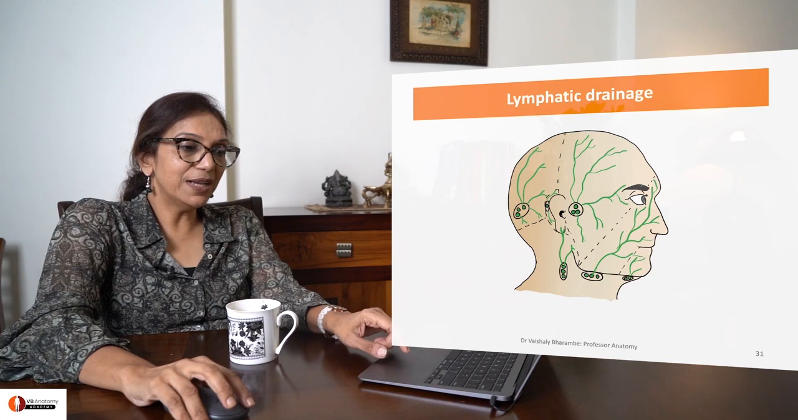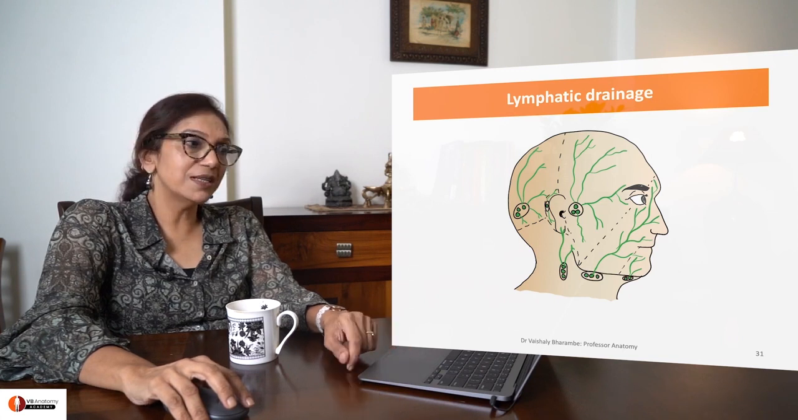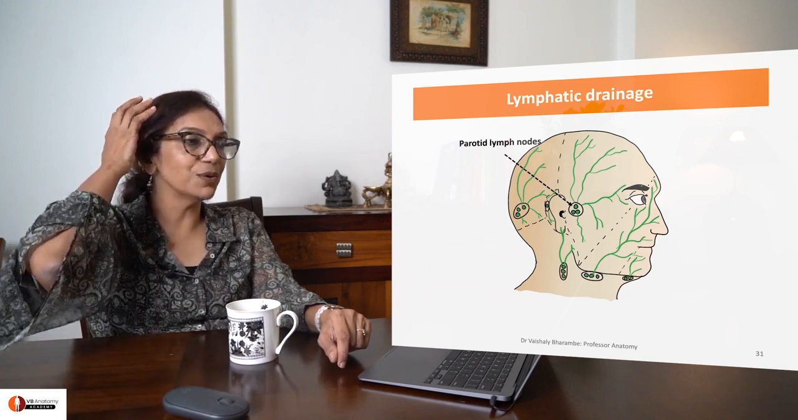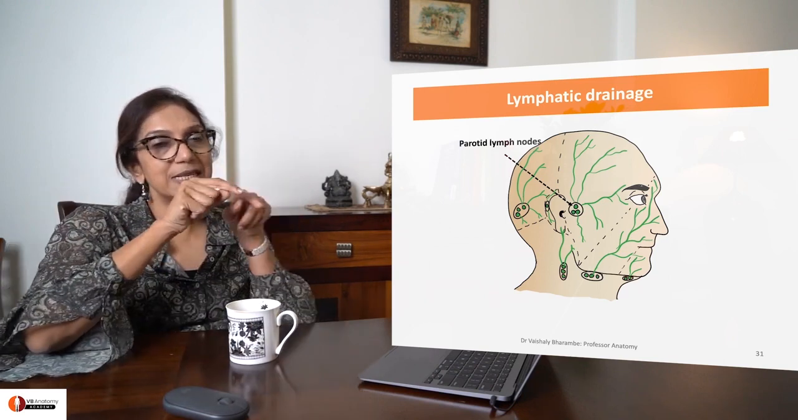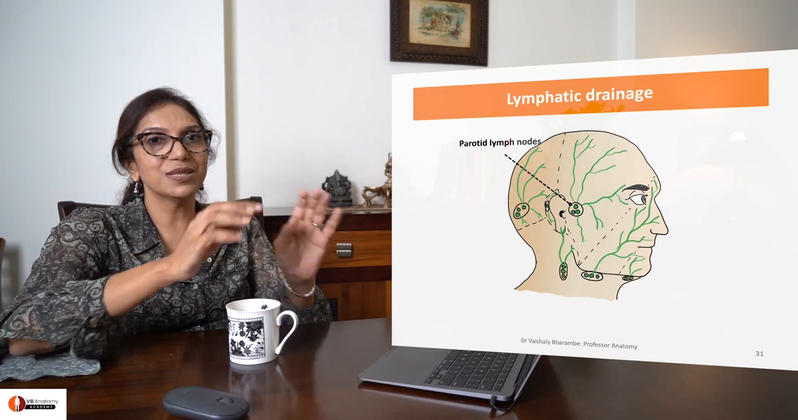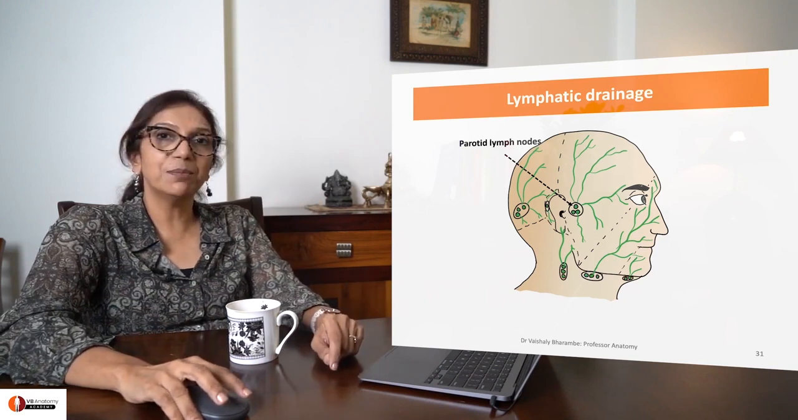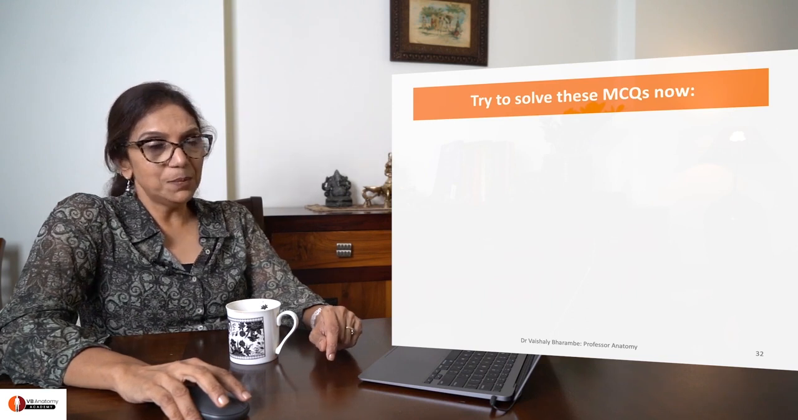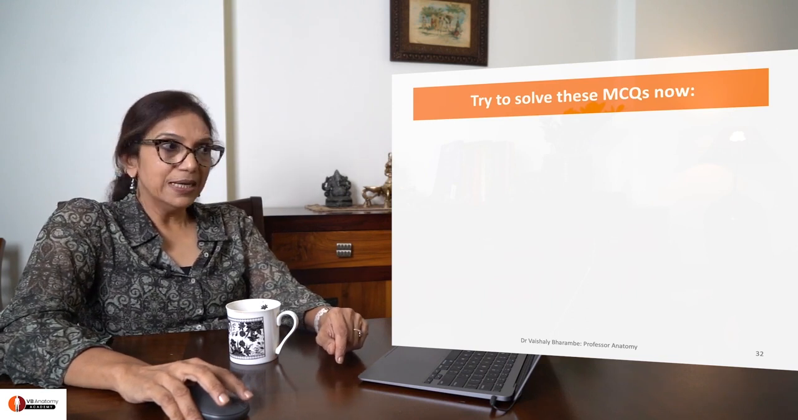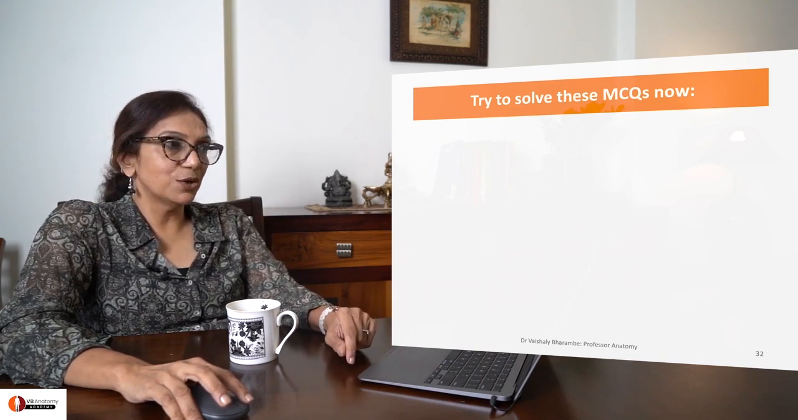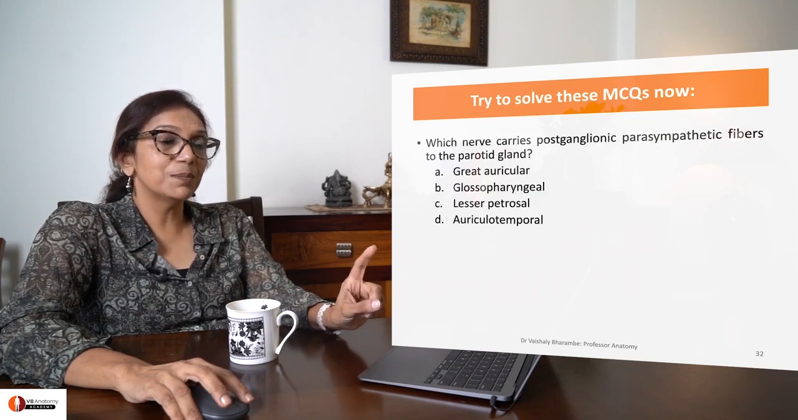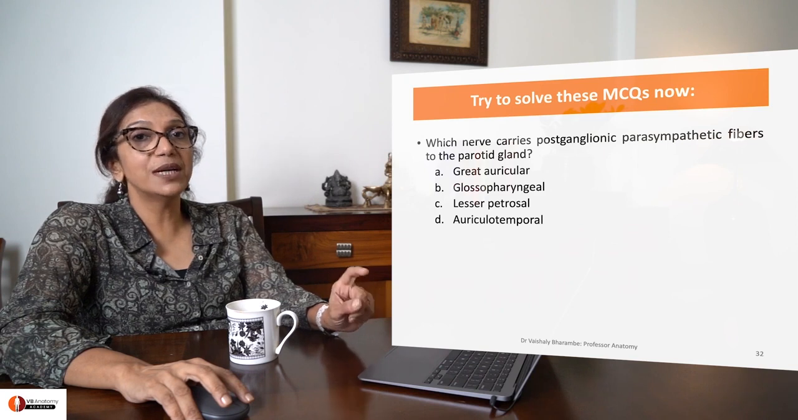Okay. Finally, we come to a lymphatic drainage. This is via the parotid lymph nodes, which drain a large part of your scalp. Please use the lines to understand which part of your scalp and face is drained by parotid lymph nodes. Okay. So with this, we complete the topic of parotid gland. I want you to solve this MCQ now. Which nerves carry postganglionic parasympathetic fibers to the parotid gland?